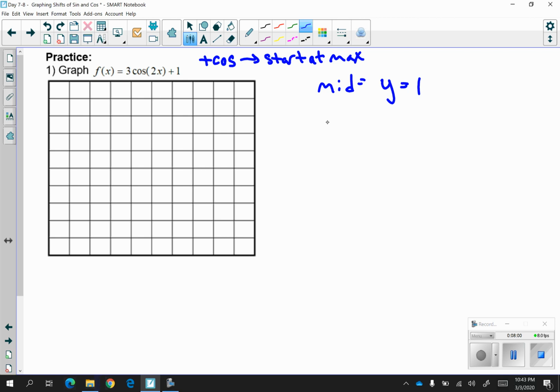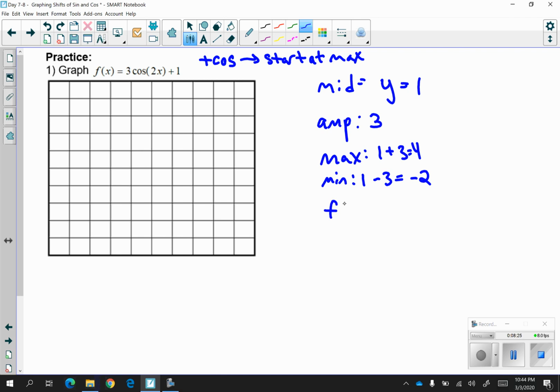The next thing you want is your amplitude, which is the number in front of the function, 3. So that means your max is your midline 1 plus 3. We're going up to 4. And if you subtract 1 minus 3, we are going down to -2.